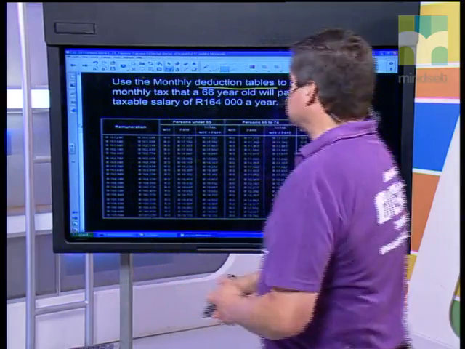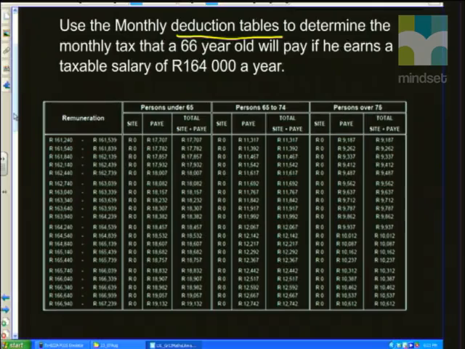Let's have a look at this question. Use a monthly deduction table, or in this case, this is the annual deduction table, so it shouldn't say monthly. The annual deduction table to determine the monthly tax or the annual tax that a 66-year-old will pay if he earns a taxable salary of 164,000 Rand a year. Okay, so we have a dear old soul who's 66 years old.